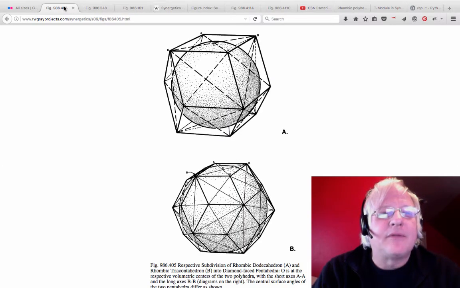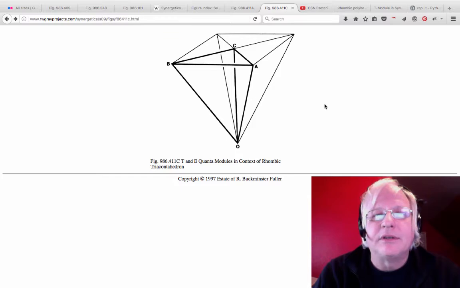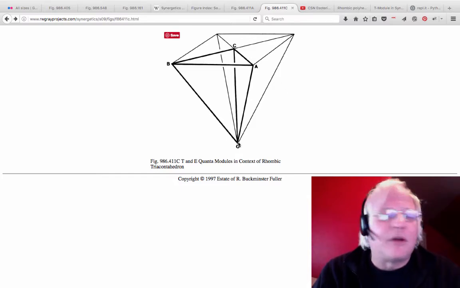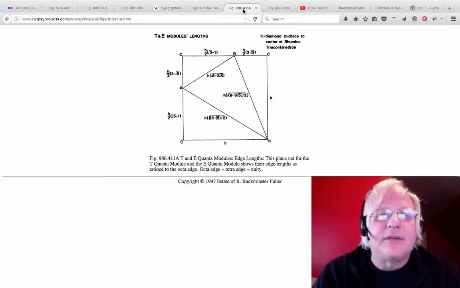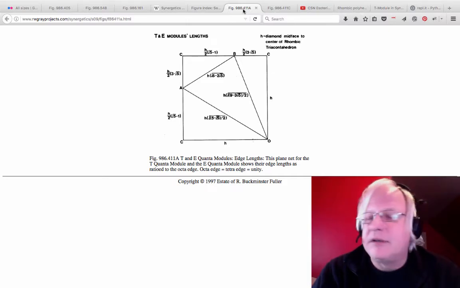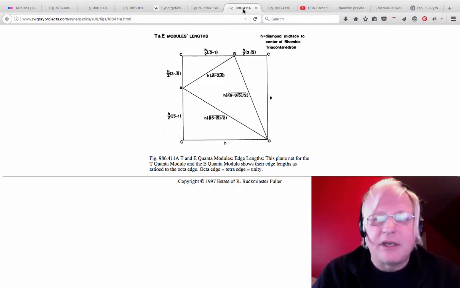By radius of the rhombic triacontahedron, I mean from a center point of the diamond. We'll call those the C points. So here's another picture. From C to the origin O, that's what we call the radius of the rhombic triacontahedron. There's also lengths OA and OB. And Synergetics usefully gives us this plane net showing how you can create a T or E module, because there's the same shape, from a perfect square, kind of like origami starts from a perfect square.